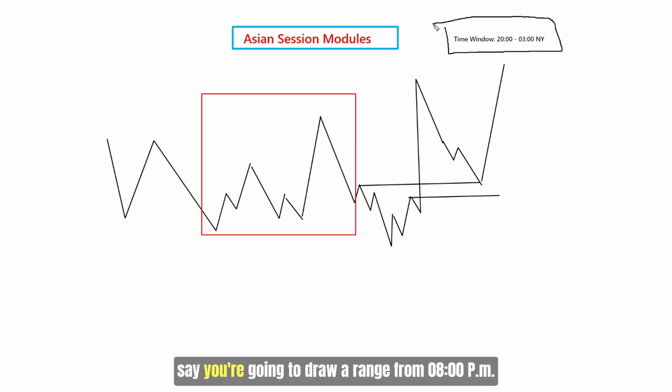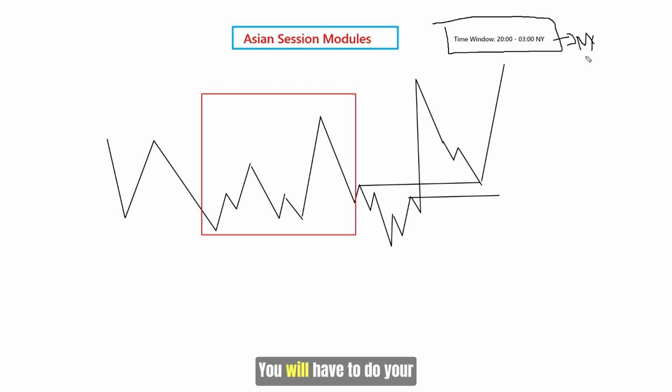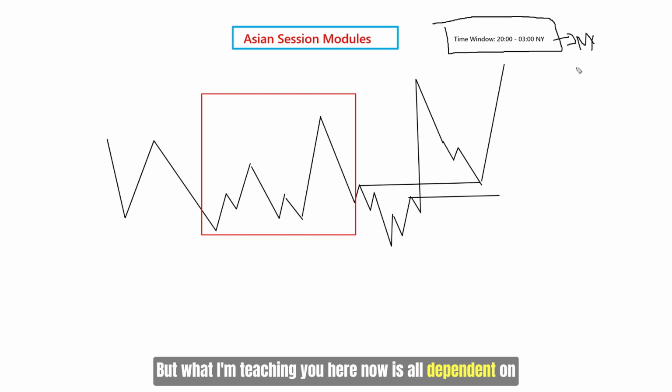And this on the top right is the time window that you're going to be using for this module, which is to say you're going to draw a range from 8 p.m. till 3 a.m. New York time, okay? All of this is based on the New York time zone. You will have to do your conversion depending on where you live. But what I'm teaching you here now is all dependent on the New York time zone.